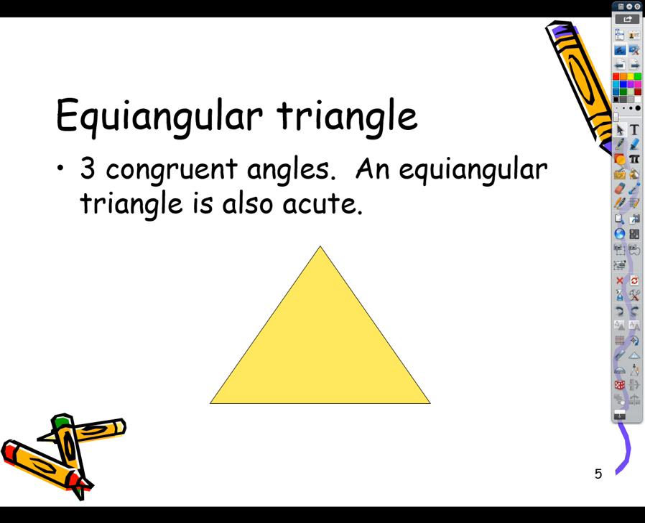What's always the relationship between equiangular and equilateral? They're the same, aren't they? We'll get to that. Equiangular triangles are always equilateral and vice versa. Obviously it has to be acute too, doesn't it? Because the angles are all 60.